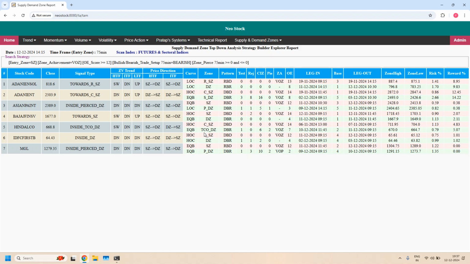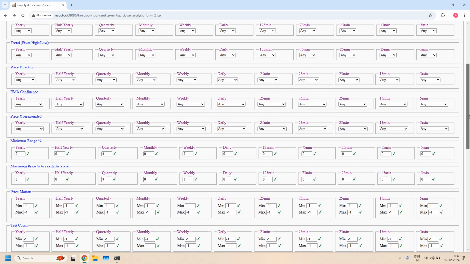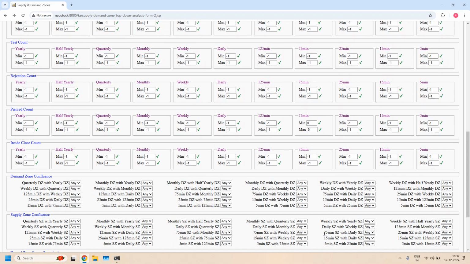All these 75 minute supply zones, we have 7 75 minute supply zones. Out of these 7 stocks, there could be some high probability supported 75 minute supply zones available. We need to filter them. First filter is based on LTF and ITF supply zone confluence. Let's verify. That is 75 minutes and daily supply zone confluence. I am enabling that filter.